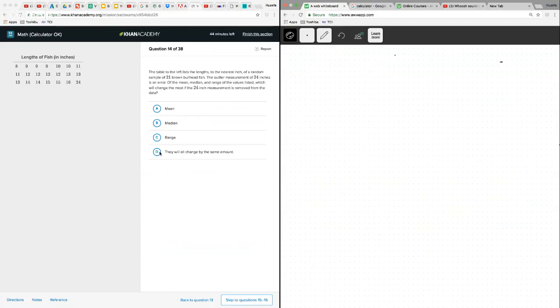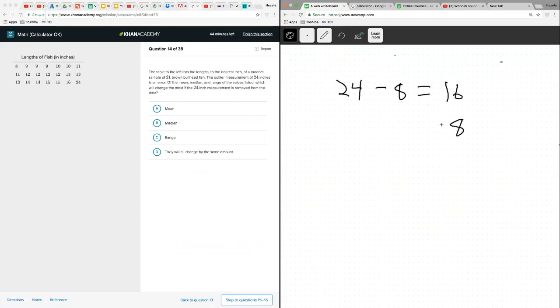It's not going to be the median. Definitely not change by the same amount. Range and mean will be impacted. But I would say the range, because the range with the 8, which will change the most? So 24 minus 8 is currently 16, right? And if we take it out, the range drops to 8.